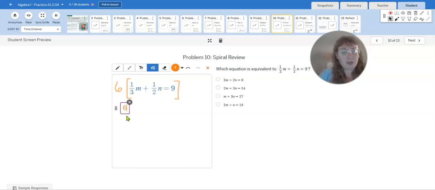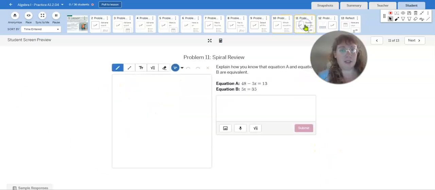So 6 times a third is 6 thirds times m, plus 6 times a half is 6 halves times n, equals 6 times 9 is 54. 6 thirds, or 6 divided by 3, is just 2m. 6 halves, 6 divided by 2 is 3n, which makes it nice and easy. So we have 2m plus 3n equals 54. So multiplying by a common multiple is going to make that nice and easy and cancel out those fractions, because 3 goes into 6 and 2 goes into 6. So that was a good option for us.